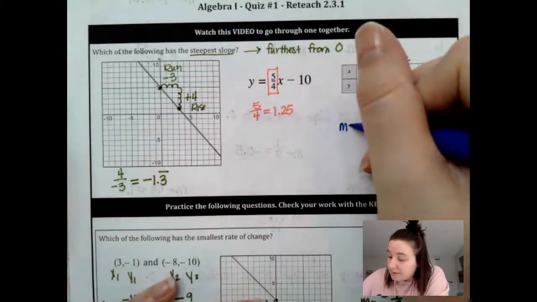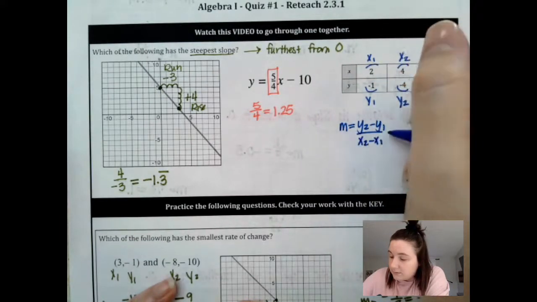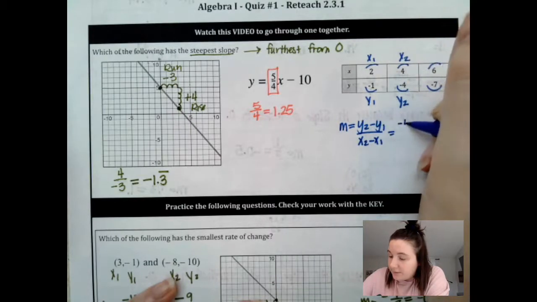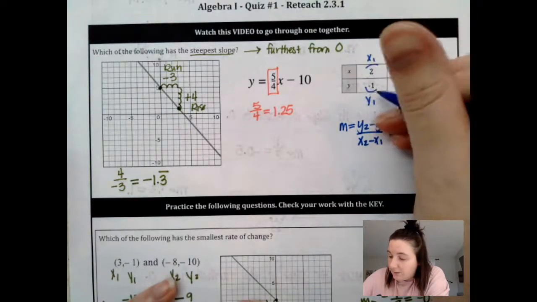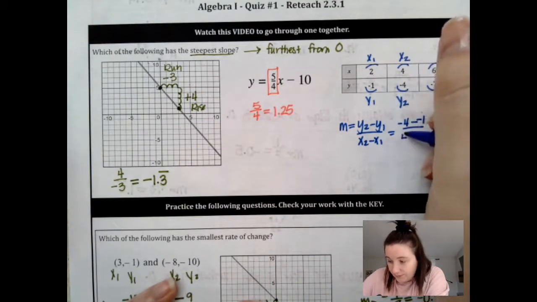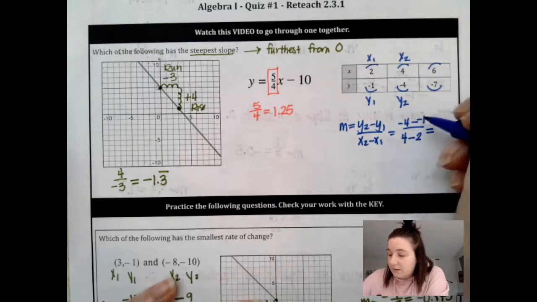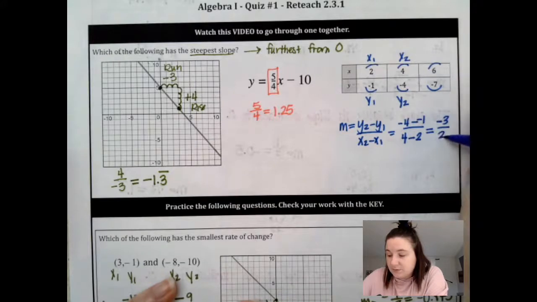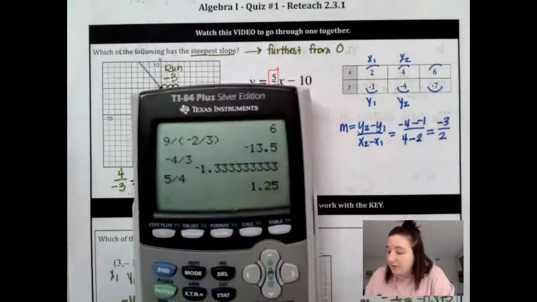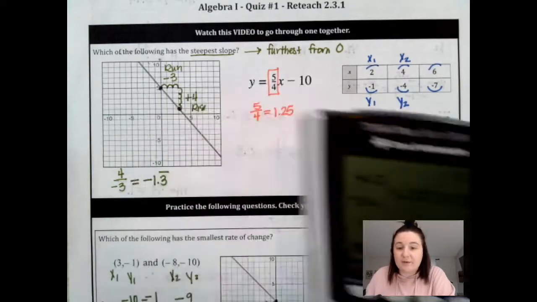But then I want to plug them into my slope formula. So y2 is negative 4 minus y1 is negative 1. x2 is 4 minus x1 is 2. And so negative 4 minus negative 1 is negative 3, and 4 minus 2 is 2. So let's figure out what that is as a decimal. So I get negative 1.5.